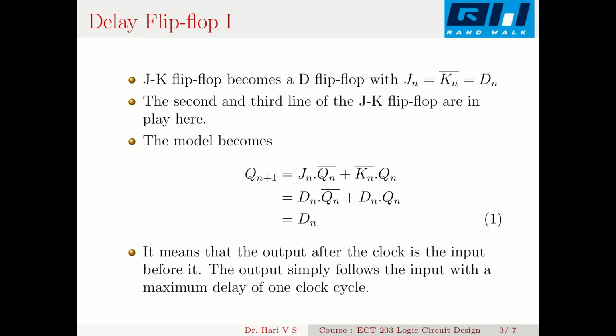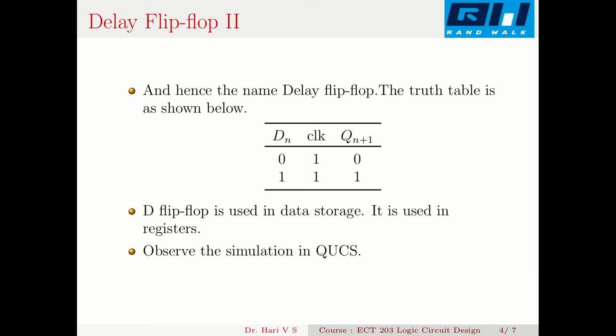So what is the meaning of that? The output after the nth clock, that is Qn plus 1, is the input before the clock. Whatever input was there before the clock is transmitted to the output as such. The output simply follows the input with a maximum delay of 1 clock cycle. So this device can be used to provide a delay of a maximum of 1 clock cycle, and that's why the name delay flip-flop.